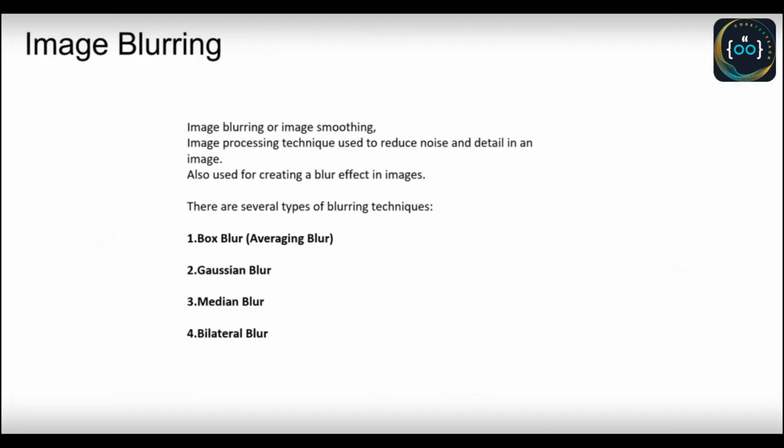Image blurring, also known as image smoothing, is an image processing technique used to reduce noise and detail in an image. It can also be used for creating a blur effect.